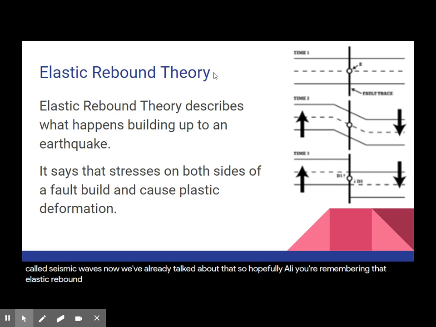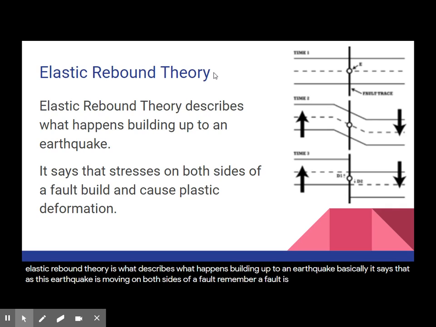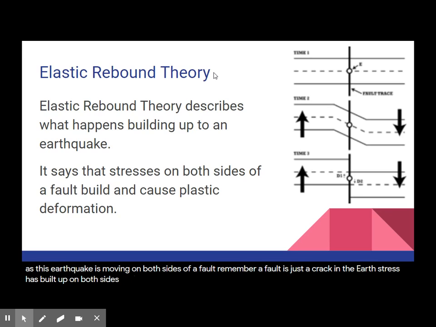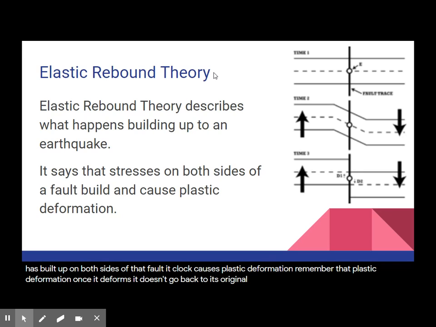Elastic rebound theory describes what happens building up to an earthquake. Basically, it says that as the earth is moving on both sides of a fault, remember a fault is just a crack in the earth, stresses build up on both sides of that fault, and it causes plastic deformation. Remember that plastic deformation, once it deforms, doesn't go back to its original state.